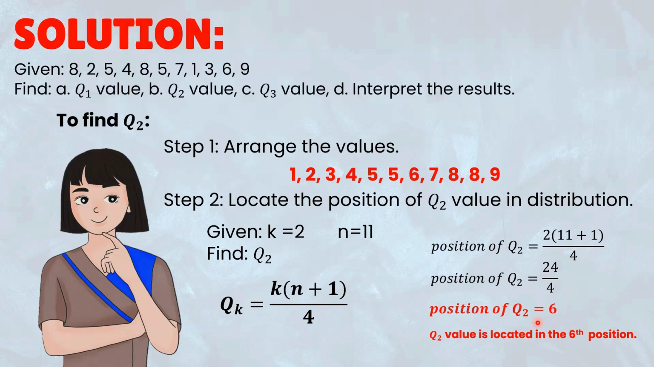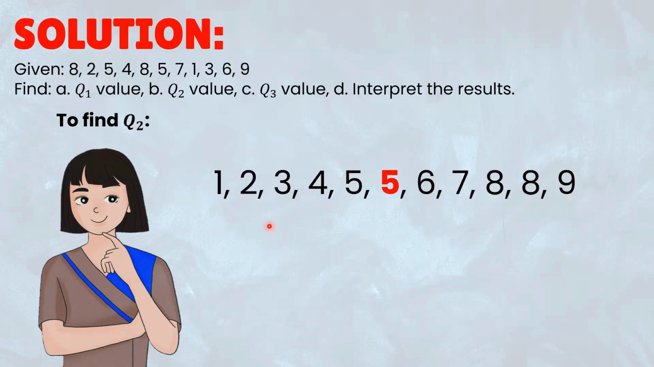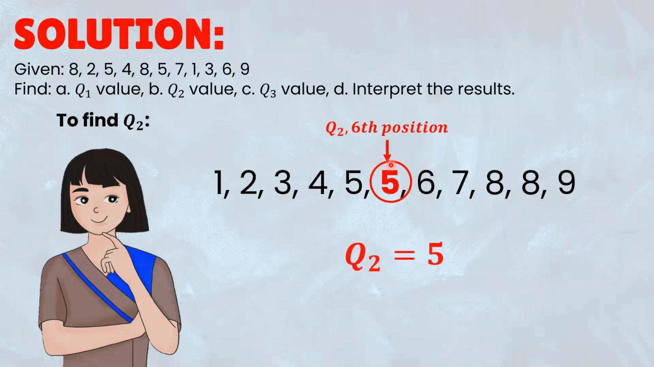Now we locate the quartile 2 value. Based on our arranged values, the 6th position is here. So our quartile 2 value then is equal to 5. That's the value in the 6th position, the value that corresponds to the 6th position.